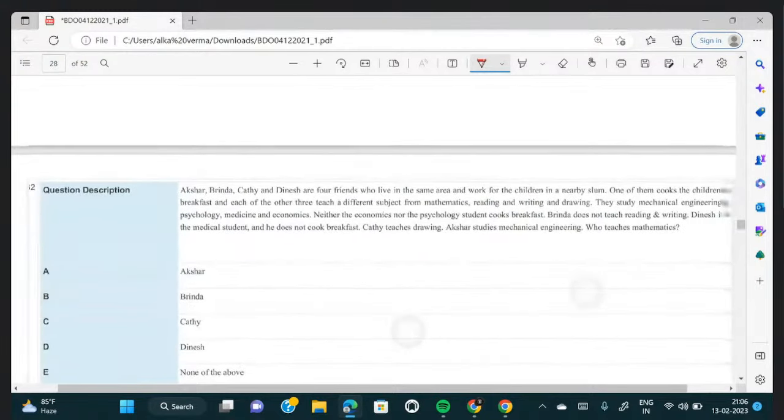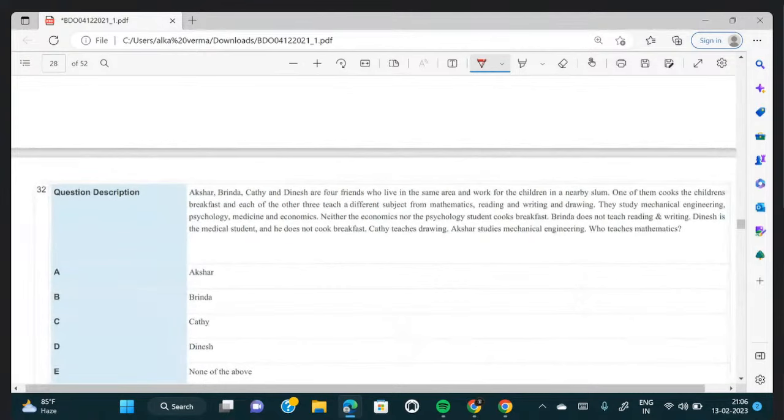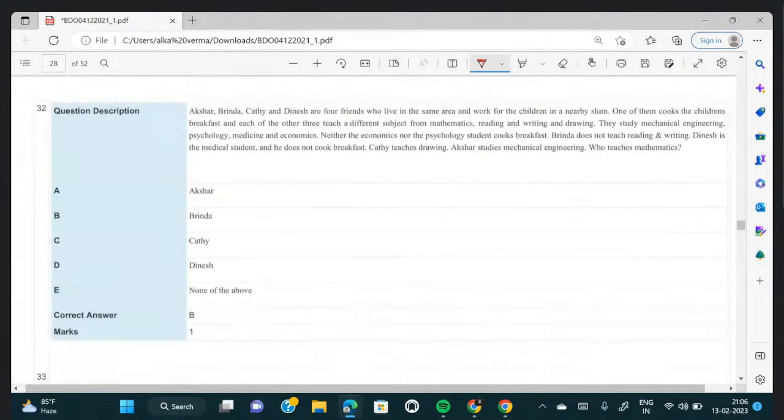I'll just zoom it out so that the entire question is visible on the screen. Now, how to make this question? First, we have how many people? Akshar, Brinda, Kathy, and Dinesh. So I will write Akshar, Brinda, Kathy, and Dinesh. You don't have to write the entire name. Who is asking for your entire name? We just have to get our work done.